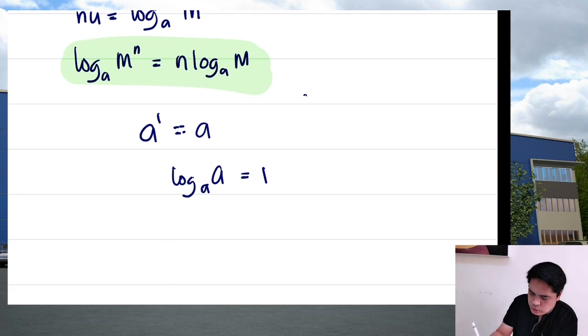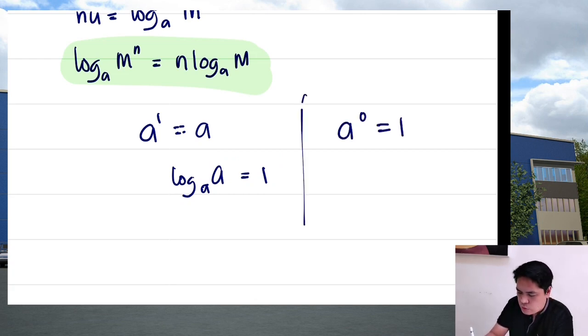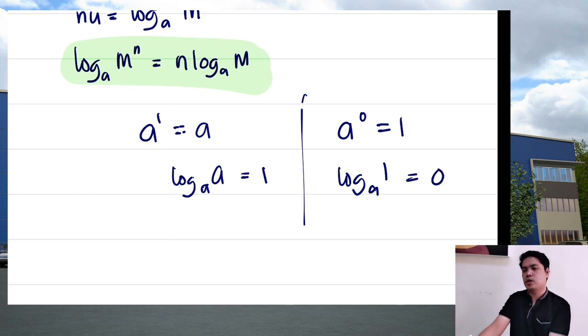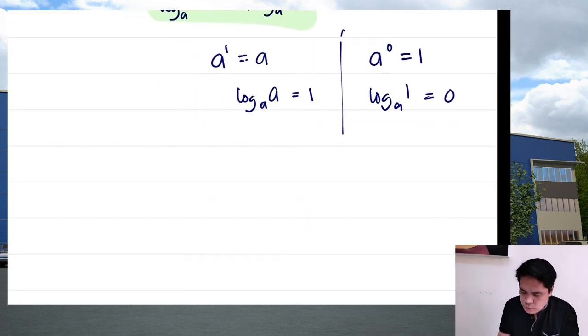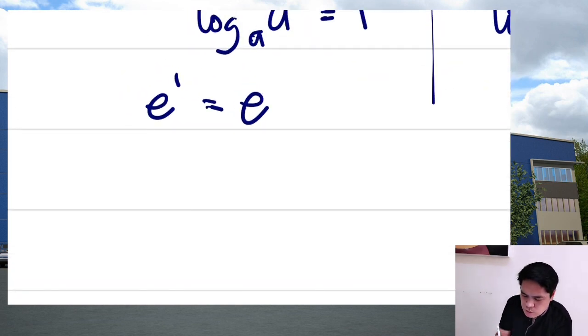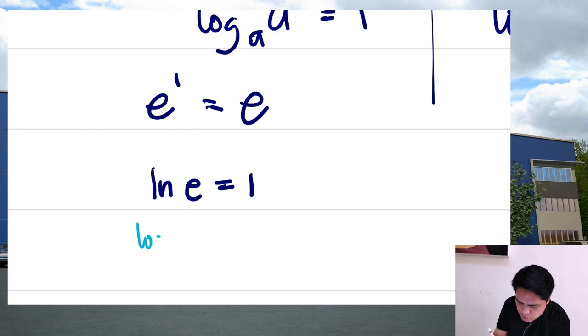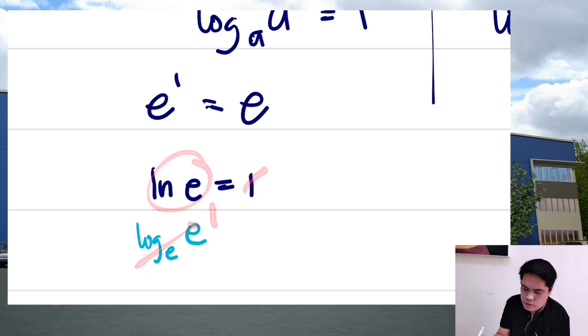Okay? How about if a raised to 0? That is equal to 1. So therefore, the logarithm of 1 to any base a is equal to 0. So the logarithm of 1 is always 0. Okay? Ganun din if we have the natural base e raised to 1. That would be e. So therefore, ln e is equal to 1, right? Remember that ln is the logarithm to the base e. So this is equal to 1.